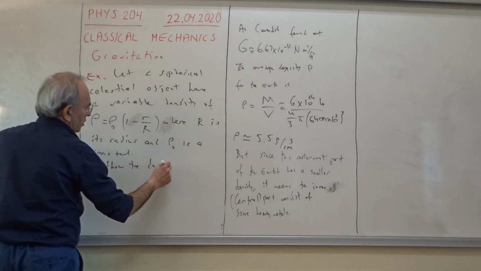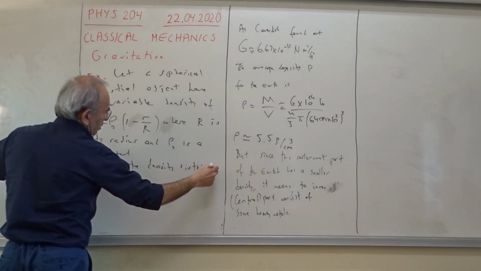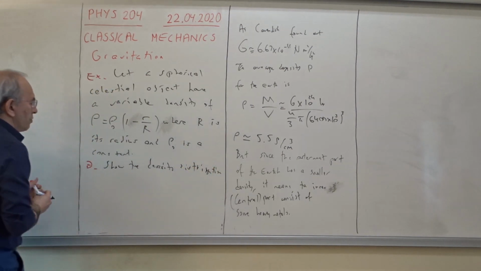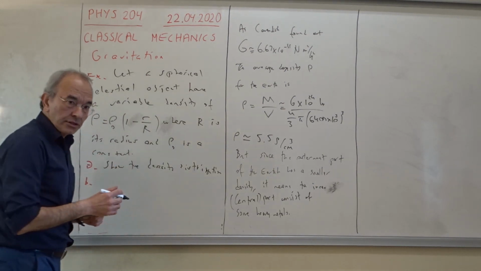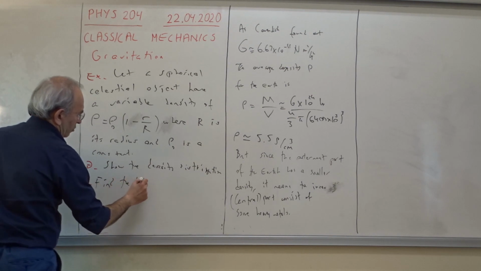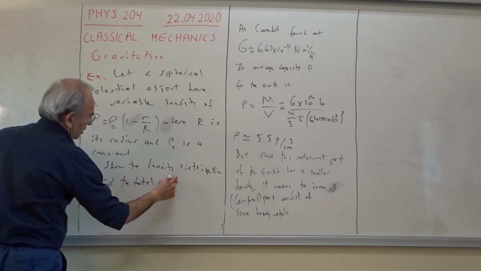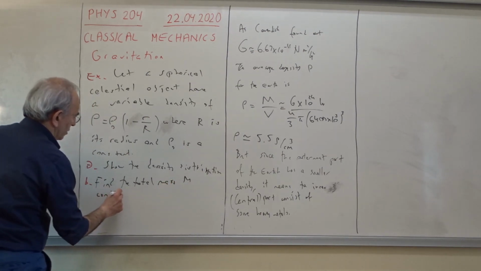A, draw the density distribution by a simple picture, for instance. B, find the total mass, let's say capital M, contained in it.